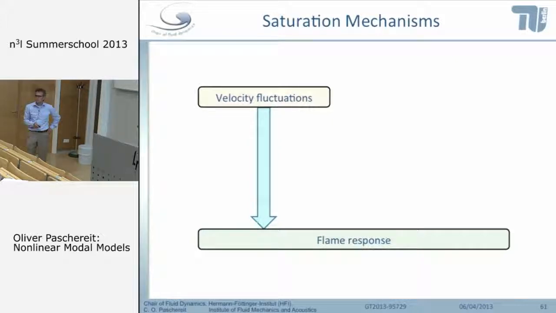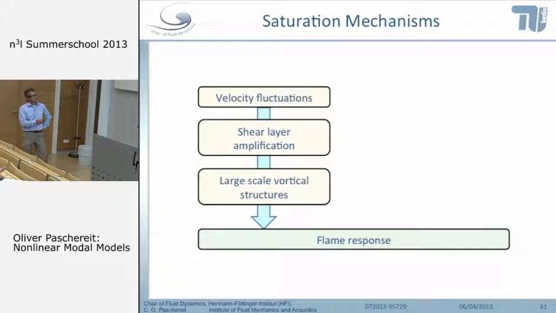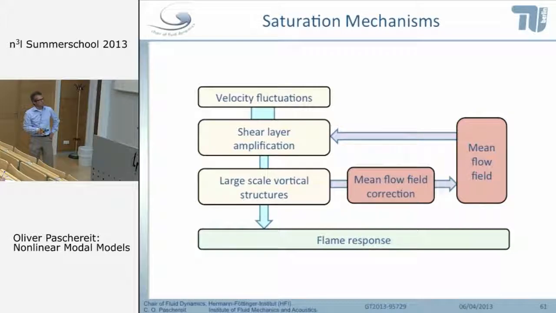What causes saturation for our velocity fluctuations? The velocity fluctuations, as explained, are amplified in your shear layer. While they grow in your shear layer, they form large-scale vortical structures, and these large-scale vortical structures are associated with higher turbulence. They affect the flame shape and so on, as Tim showed us before. So you have an influence of these vortical structures on the flame response.